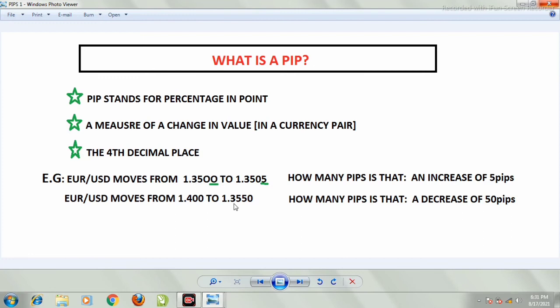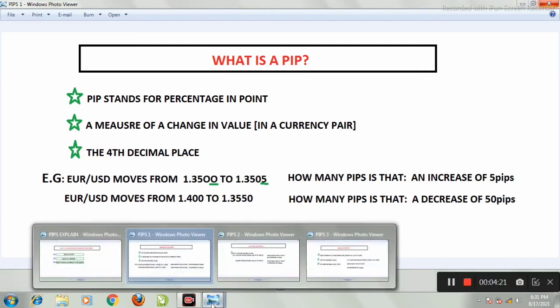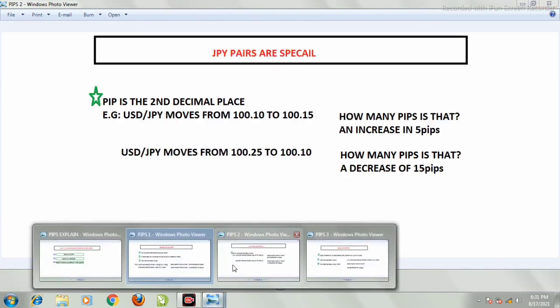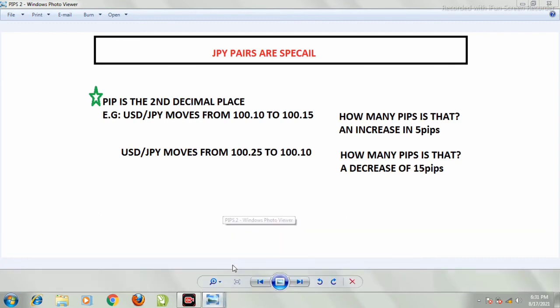But one thing about forex is that it always tries to make your life very difficult. Now before we go there, let's talk about the Japanese yen, the JPY currency pair.